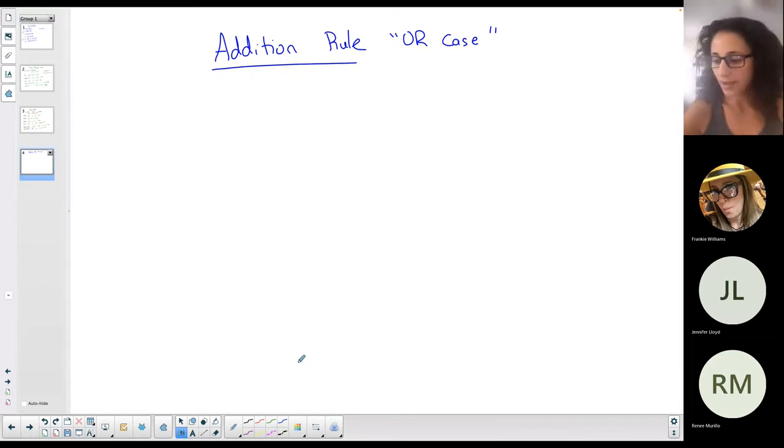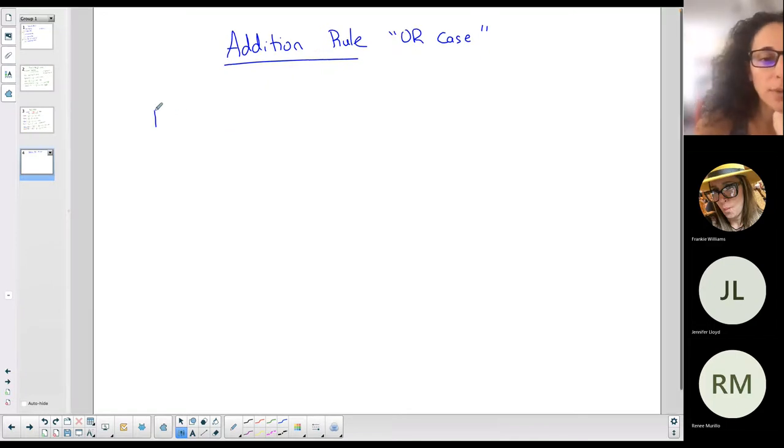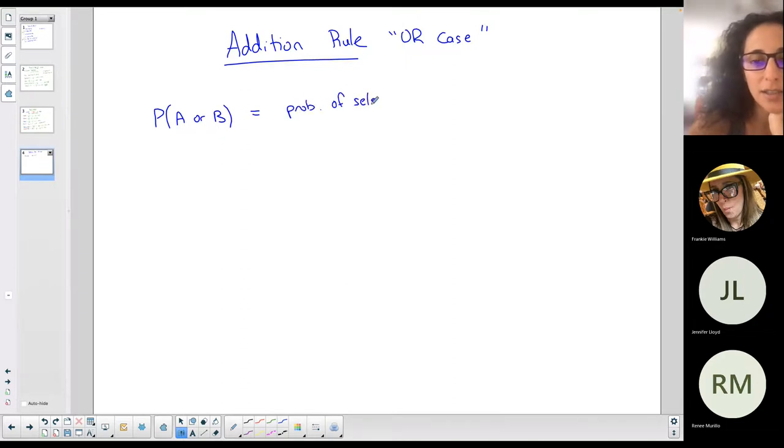Now, we did it without looking at a formula, which you could technically do, but I'm going to give it to you with the formula just in case. Some of the problems in your assignment might require you to go through the formula because of the notation, but I'll show both. So the probability of A or B means the probability of selecting A or B or both.